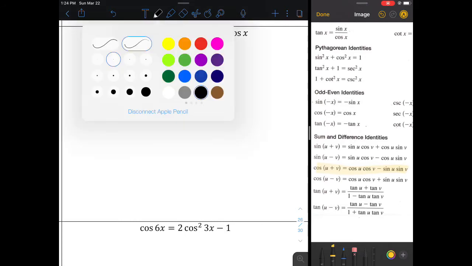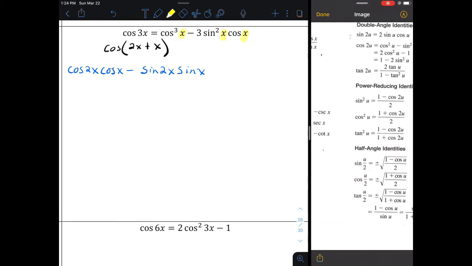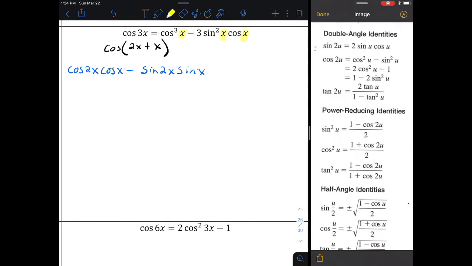So when I do that, cosine of 2x plus x is going to become cosine of 2x times cosine of x minus sine of 2x sine of x. And I want to keep breaking it down because all of the insides of the trig functions are just 1x. So I'm going to continue to break this apart. Now, there's only one option to use for sine of a double angle. So I'm going to go over to my double angle identities.